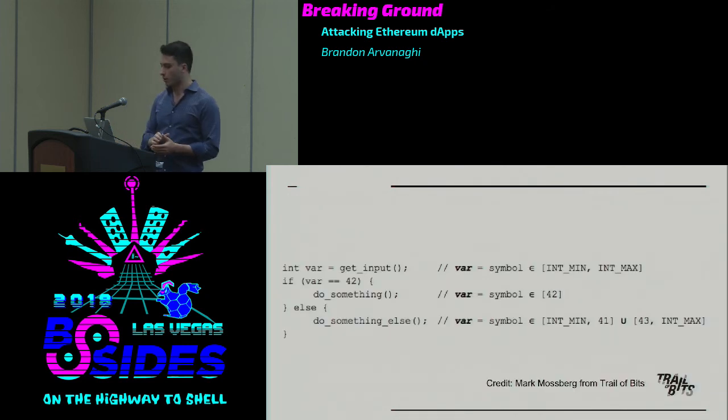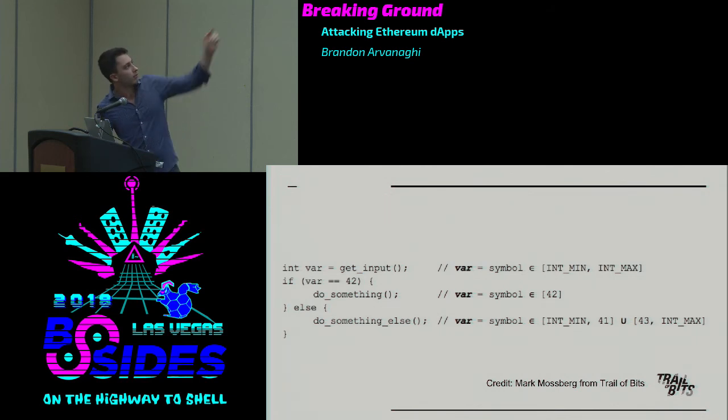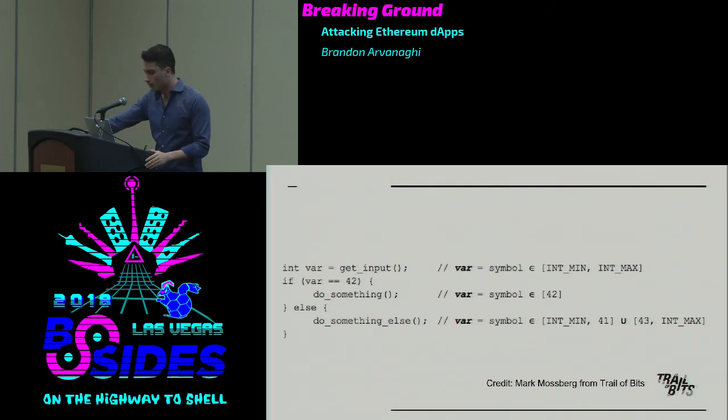So here's an example. This is from Mark Mossberg at Trail of Bits. They're really great people at auditing contracts, and they've done a lot of great development work. If you had a concrete value here, like var was 45, you'd skip the first part of the conditional, and you'd jump to the else. But if it was assigned a symbolic value, rather, when you get to the if var equals 42, the symbolic engine would go through there. But it would also fork, and it would go down the else as well.